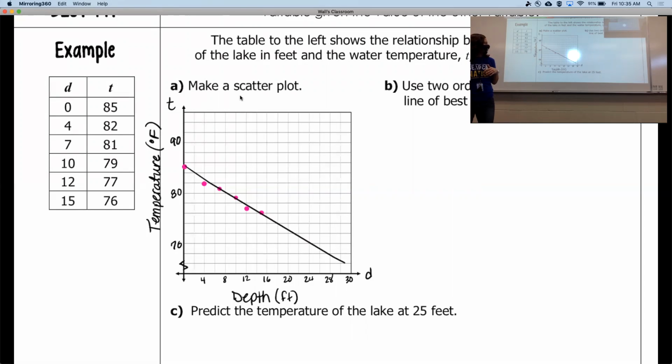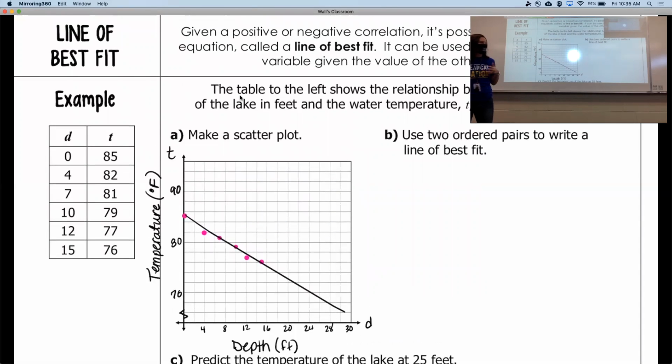Okay, so now that we've got our line drawn, we want to figure out the equation of that line. And if we don't have technology, we're going to do that by hand. We're just going to use the process that we learned yesterday when we were working on writing equations using a point and a slope. So I've got my line drawn. I can use these 2 points that are on the line to find the slope and then to write the equation. So those 2 points that we're using were (0, 85) and (15, 76).